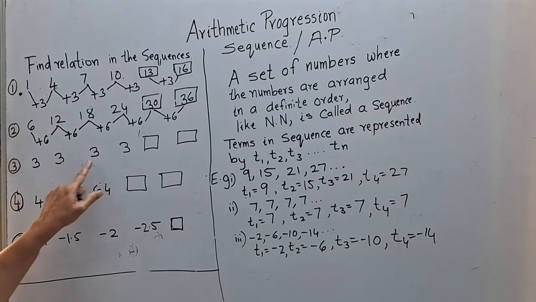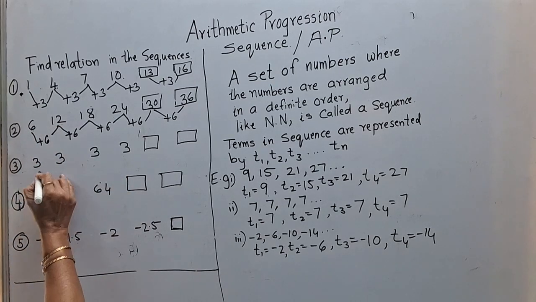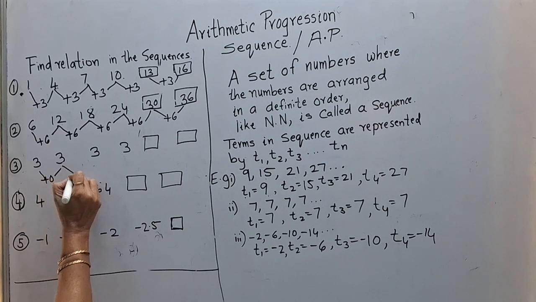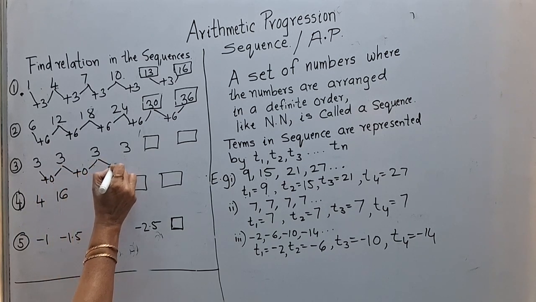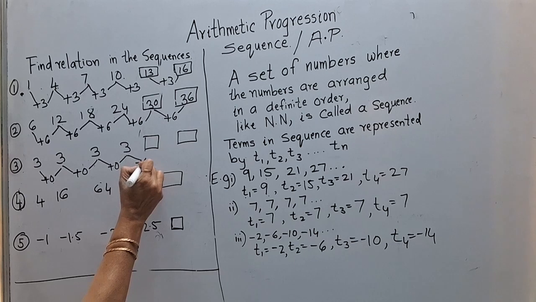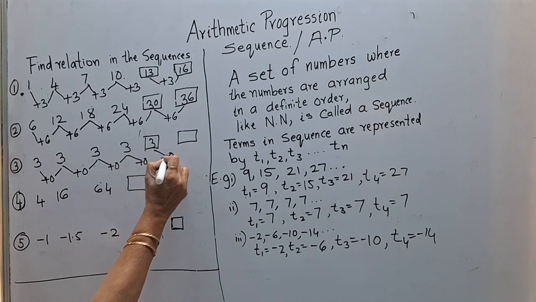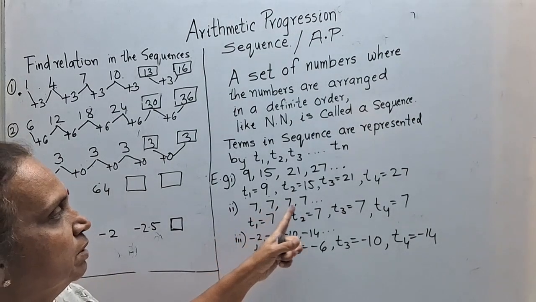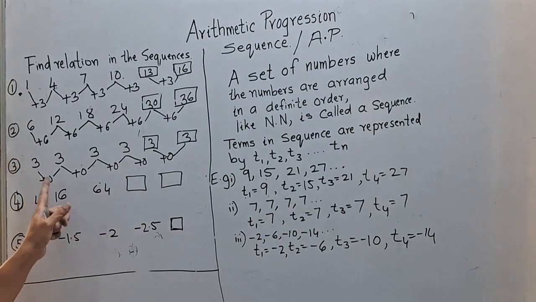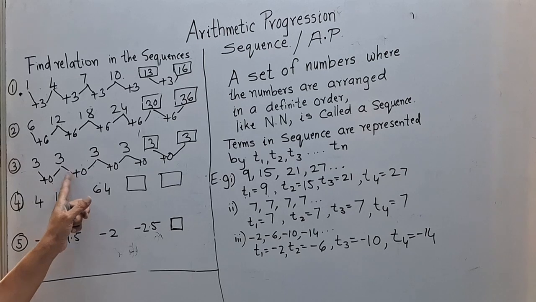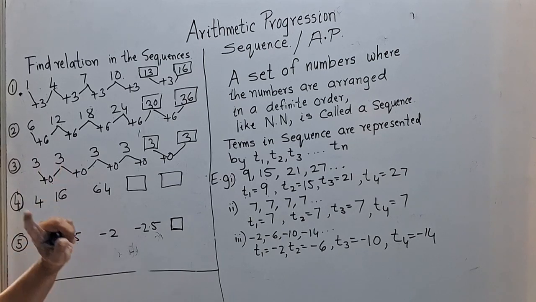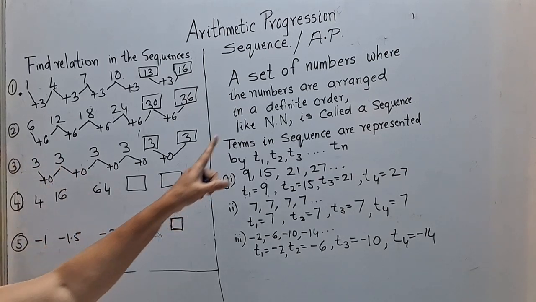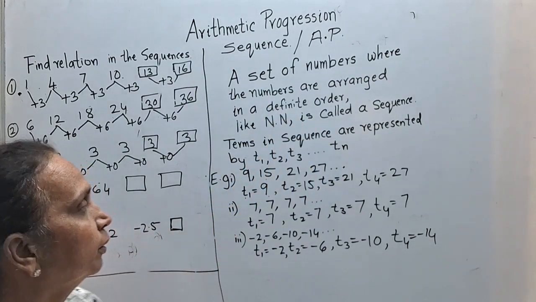Now, here 3, 3, 3. So, what are you adding? Nothing but 0. Here I have taken one example, 7, 7, 7, 7. So, the difference is nothing but 0, or you have added 0 to the first term to get the second term, and again I am repeating, that is again a definite order.